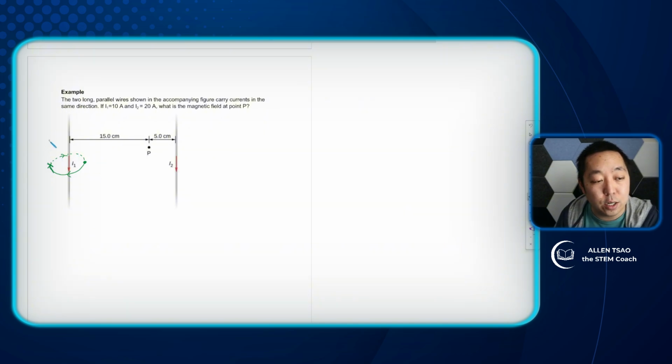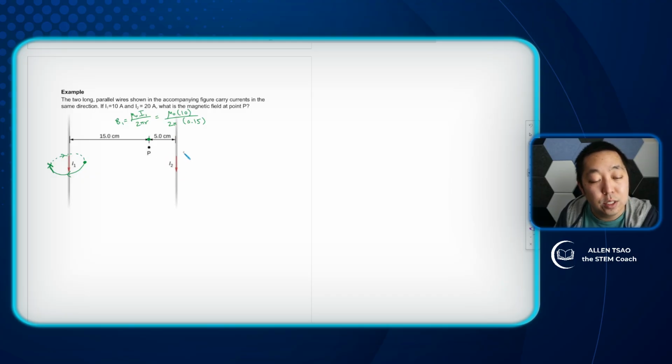So this wire is creating a magnetic field. It's going to come out of the page at this point, and the magnetic field from this left wire is going to be mu naught I1 over 2 pi r, which is mu naught times 10 over 2 pi times the distance from there to there, in meters, 0.15 meters.